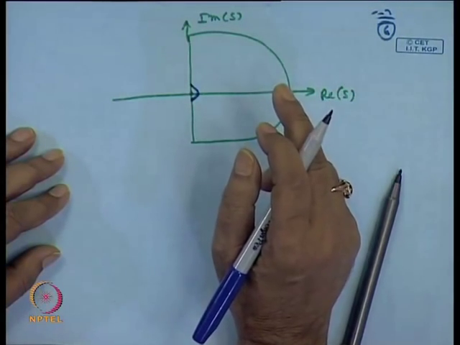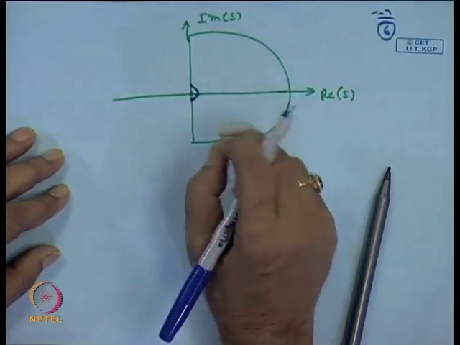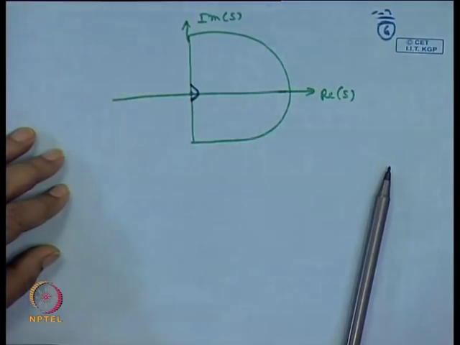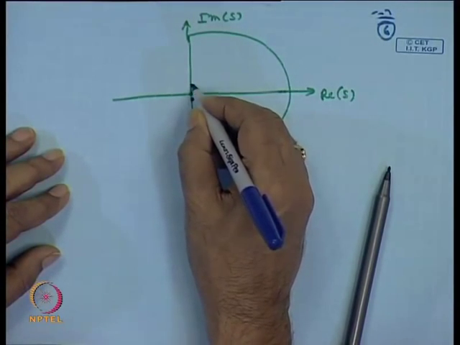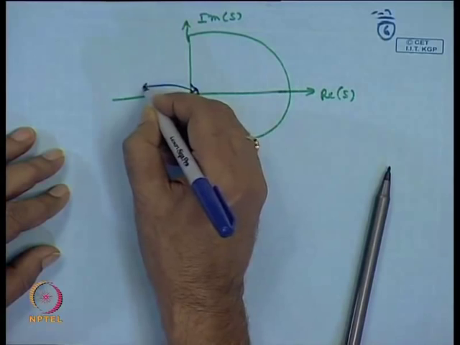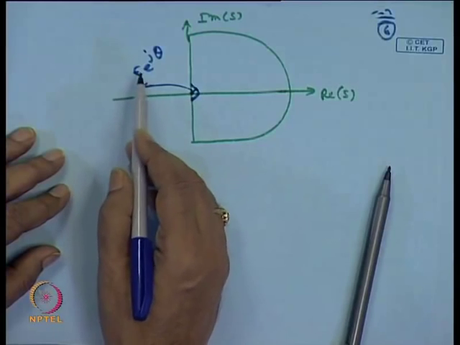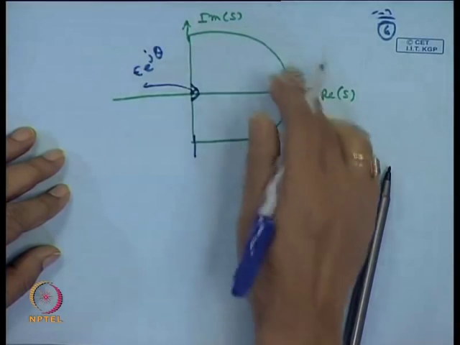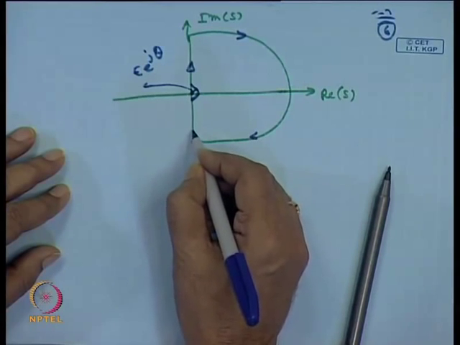Because you see, if the numerator is divided by s into s plus b, when s tends to 0, this becomes infinite. So we make it a limit, with a small quantity epsilon e to the power of j theta, when we put the limiting value and evaluate the function value along the Nyquist path. Agree? This is the Nyquist path.